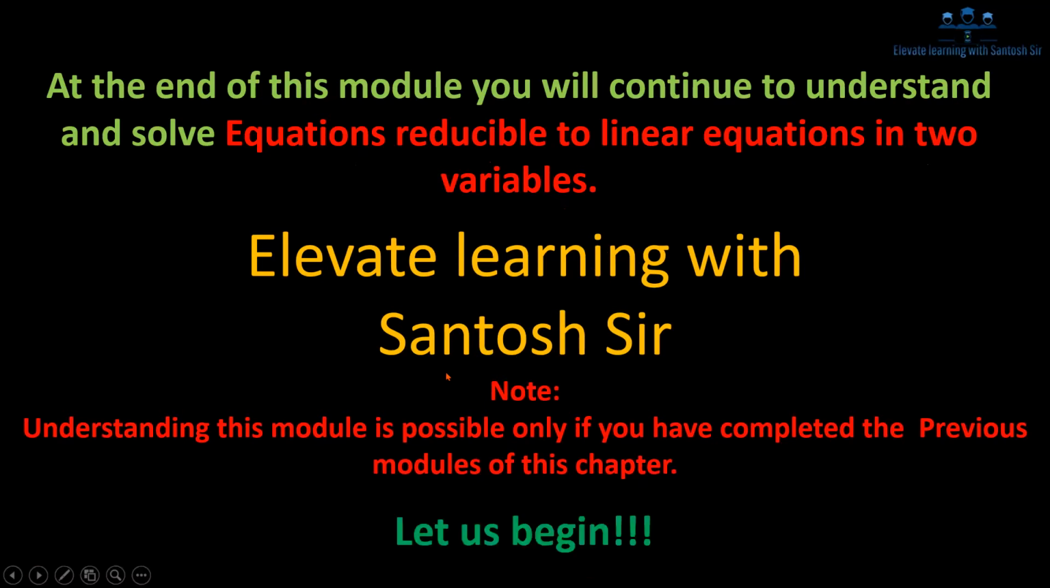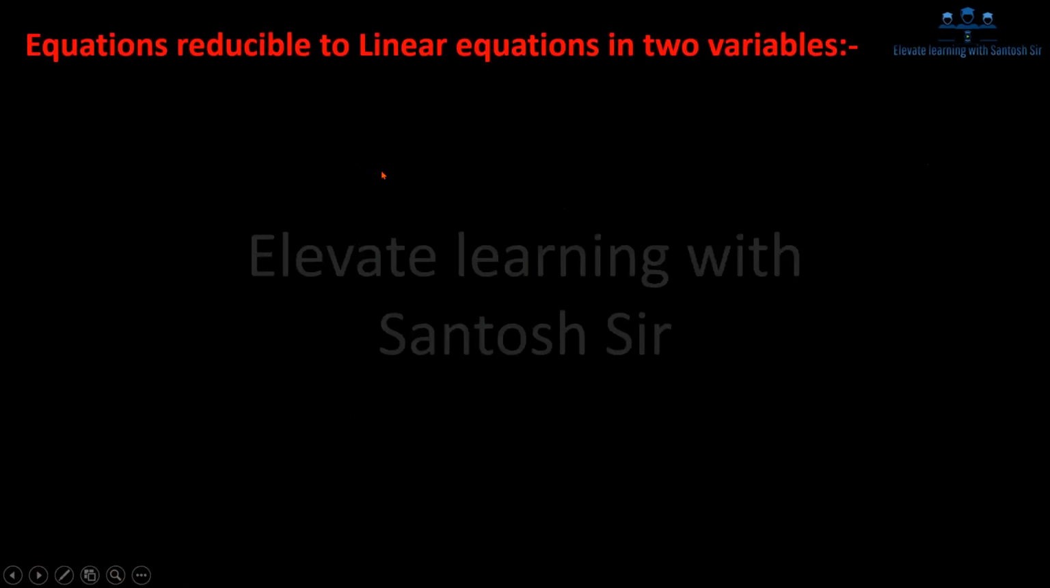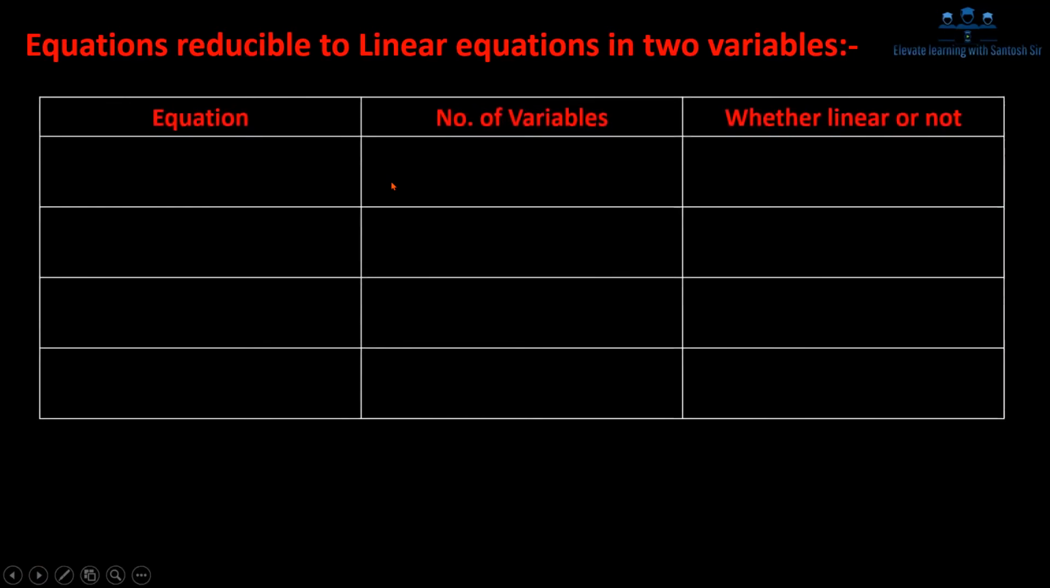So now let us begin this one. Equations reducible to linear equations in two variables. Children, sometimes there are equations which have two variables. For example, 3 upon x minus 4 upon y is equal to 8.